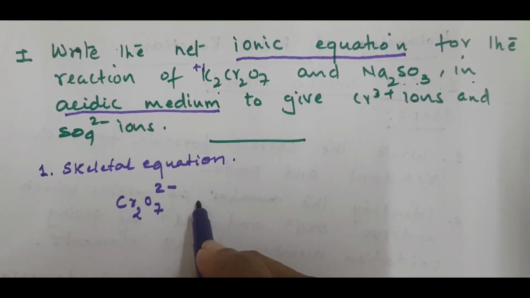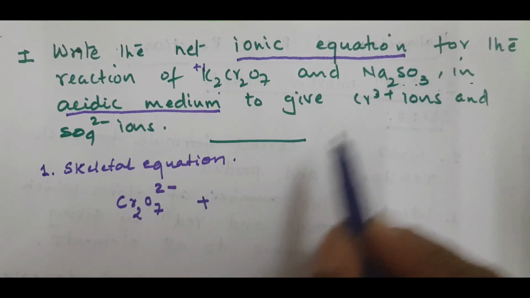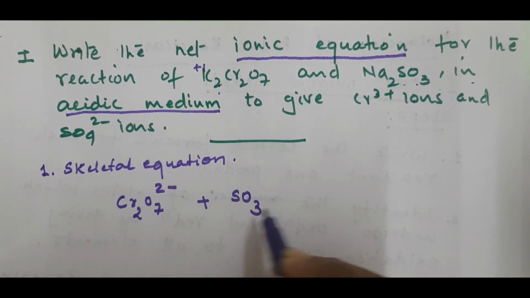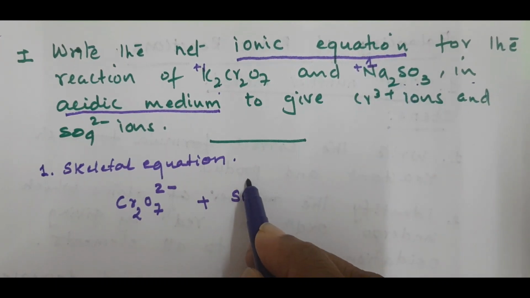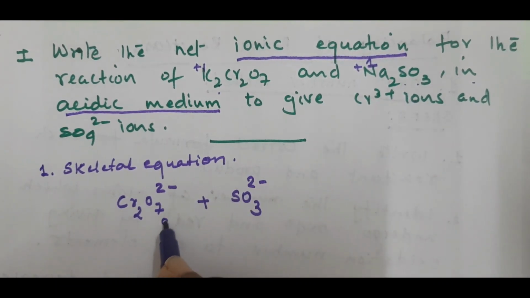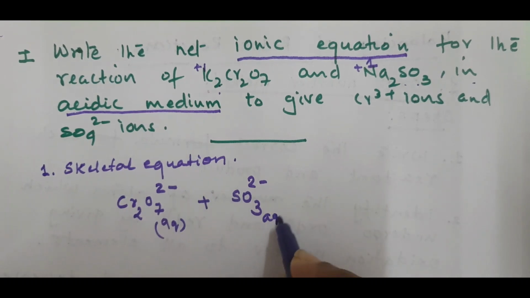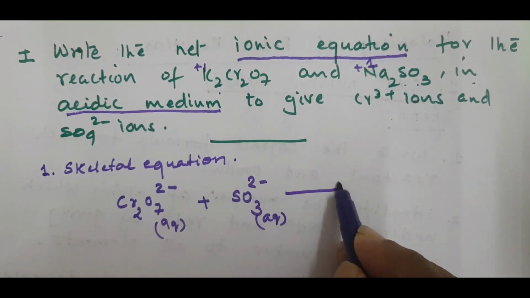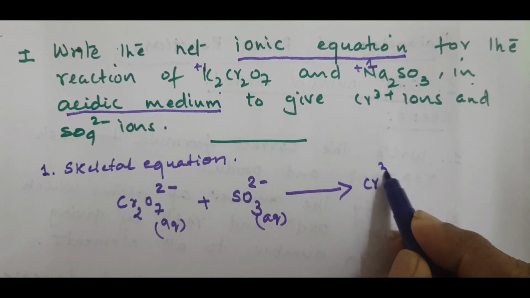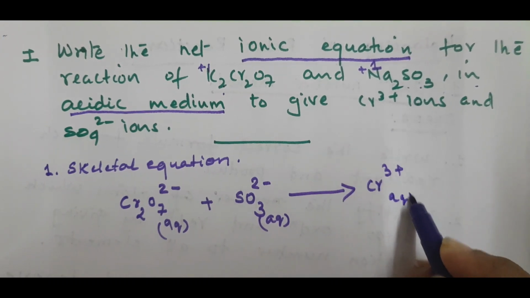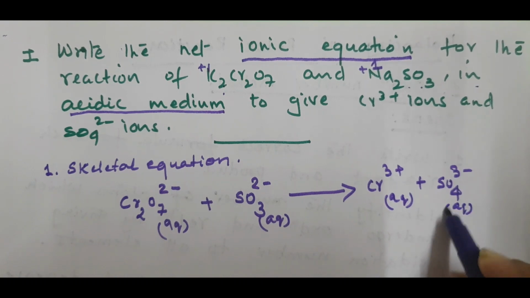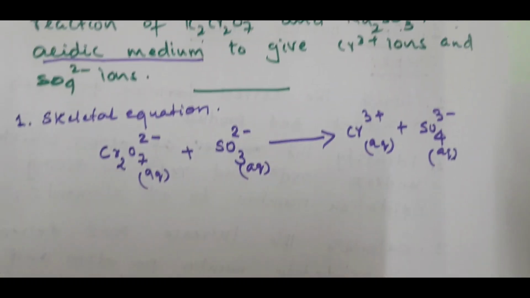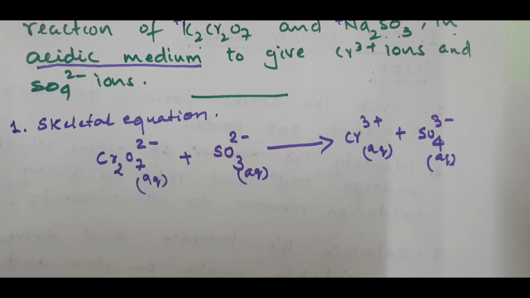Correct. Then, plus Na2SO3, you have to put SO3 and 2Na. Na is plus 1 valency. So, 2Na, so it is again minus 2. Correct. And both are in aqueous because it is in acidic medium solution. This will give you chromium ion plus sulfate ion. Okay. This is the skeletal equation. So, first you have to write the skeletal equation. So, is it clear, the first step?